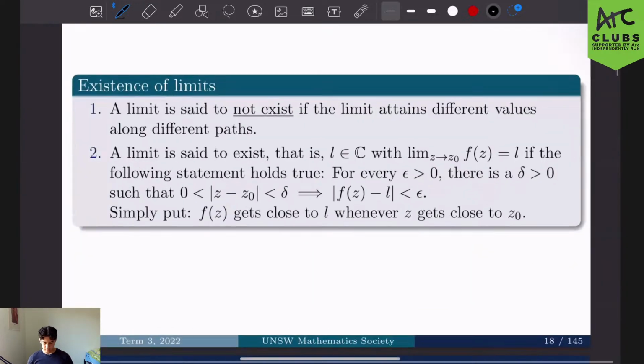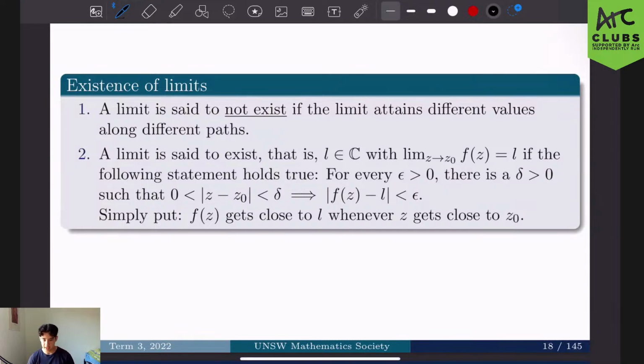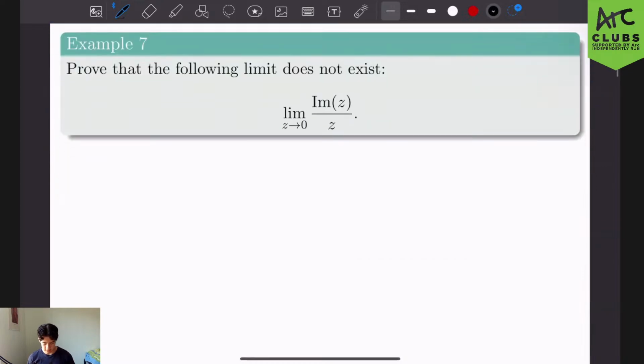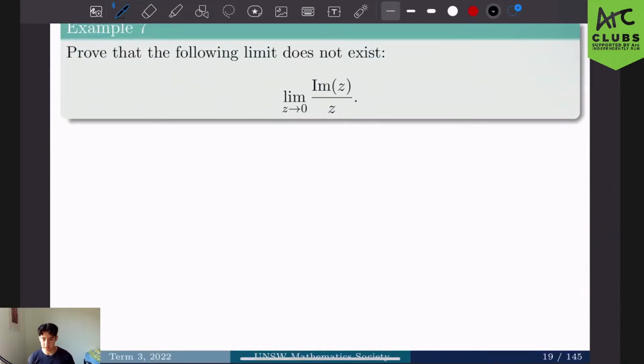Alright, so if it does exist, then it must satisfy this definition. For every epsilon greater than 0, there is a delta greater than 0 such that if the size of this is less than delta, then the function value minus the limit is less than epsilon. And we've just simplified it here: f of z gets close to the limit L whenever z gets close to z0.